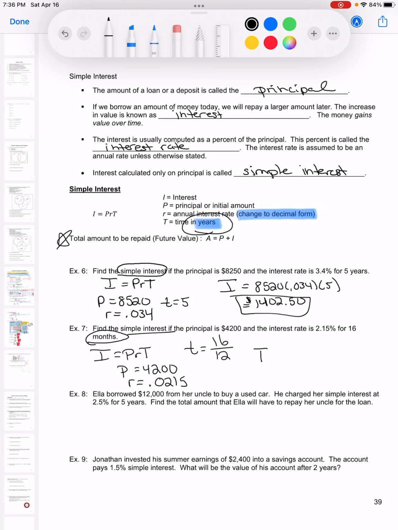So I'm going to plug into our formula. I'm going to type it in exactly the way we have written there. And my answer is 120.40.